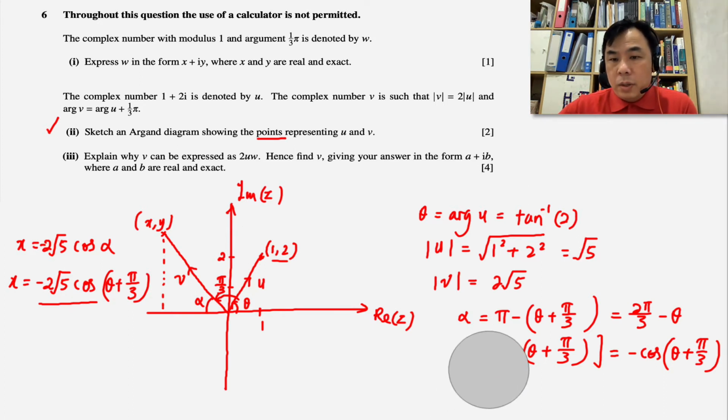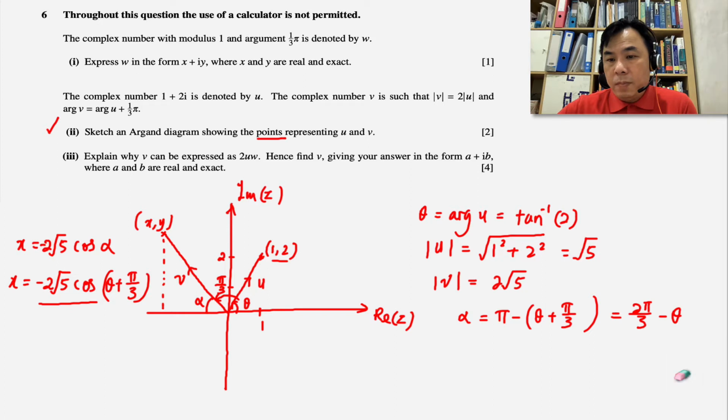Let me erase this off. We don't need this anymore. Okay. Now next, to find out the y coordinate for this complex number v, we use the same principle here. We can say that y is 2 root 5, which is its magnitude, times sine alpha. Right.